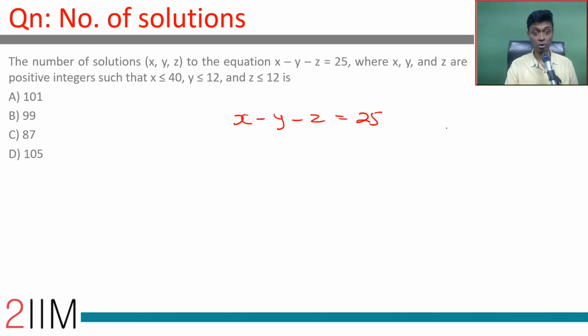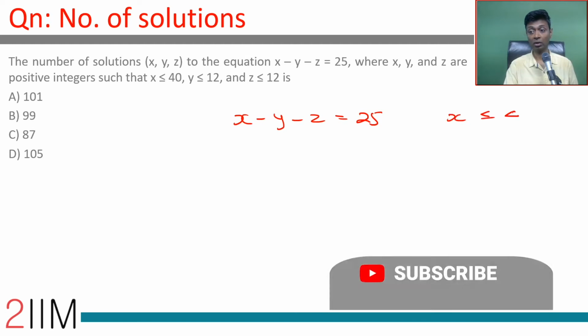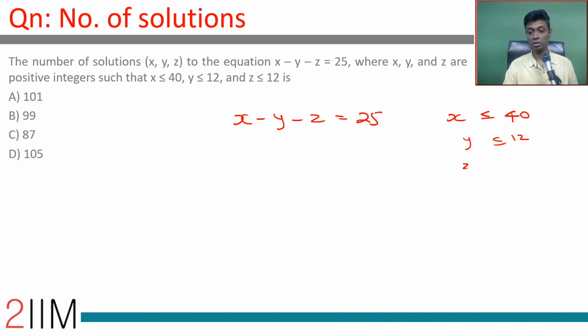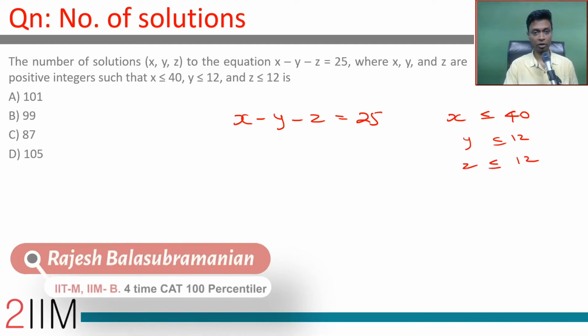X, y, z are positive integers. X is less than or equal to 40. Y is less than or equal to 12. Z is less than or equal to 12. Right, the maximum values y and z can take are 12. The maximum x can take is 40.